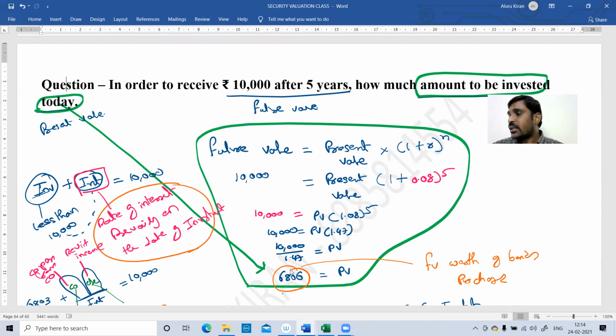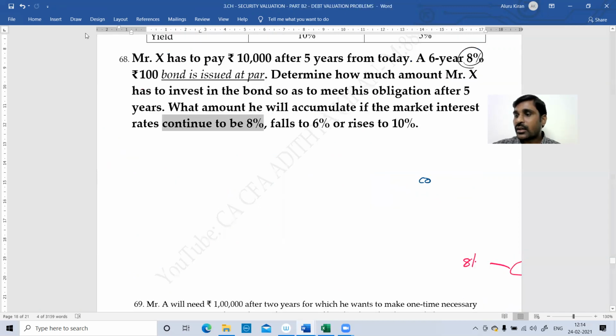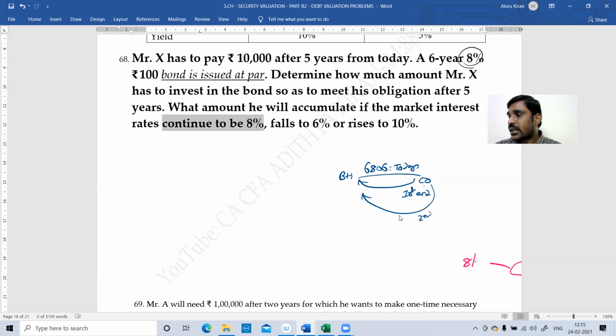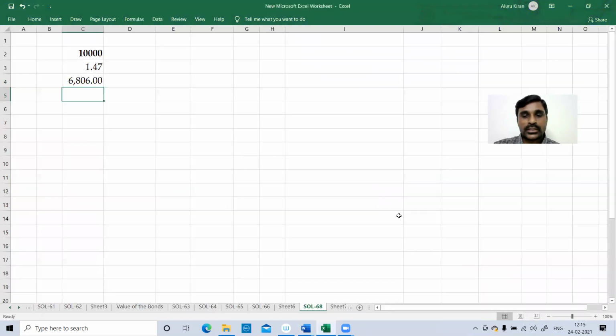On that, the company is offering interest of 8%. The bondholder has paid 6,806 to the company today. At the end of the first year and the second year, the company will pay coupon. How much is the coupon? 6,806 into 8%. The company will pay 544.48.